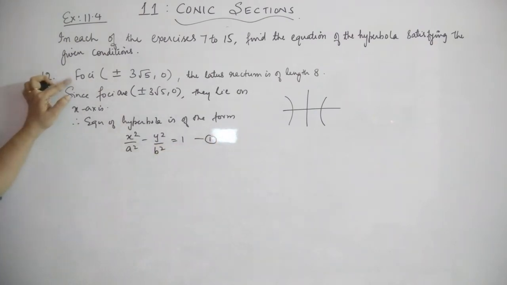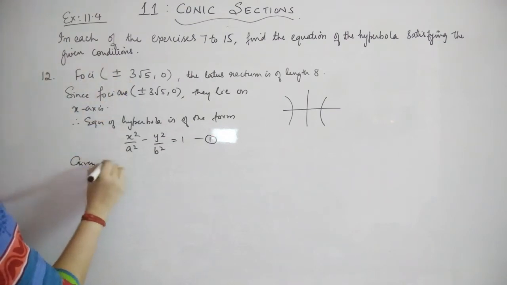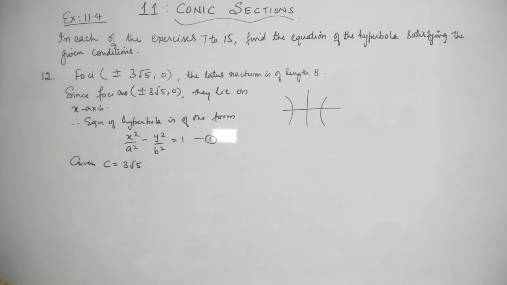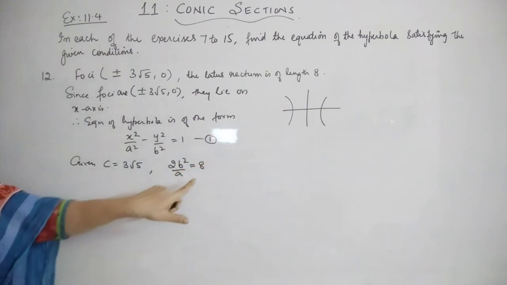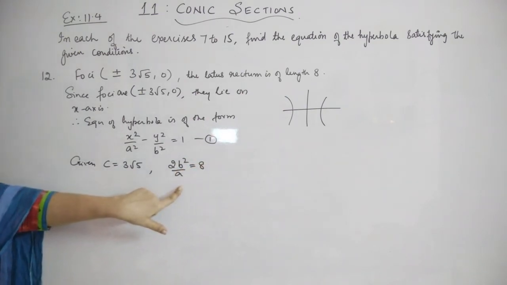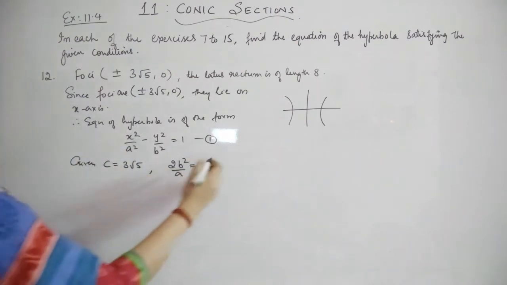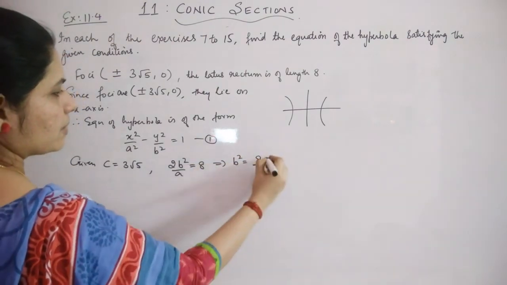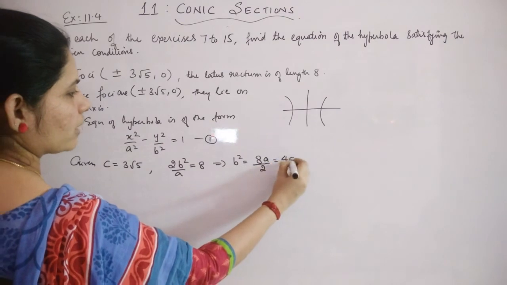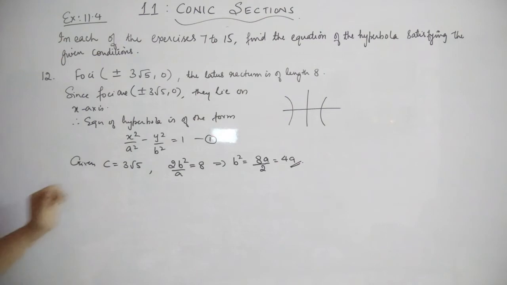Now, what from here will you get, what is c equal to? Given from the given fact, you will get c is equal to 3 root 5. And length of latus rectum is given by 2b square by a, and this will give you a relation connecting b and a, and that will help you to find out the value of a square and b square. Now from this you will get b square is equal to 8a by 2, or 4a. So b square is 4a, let it be there.